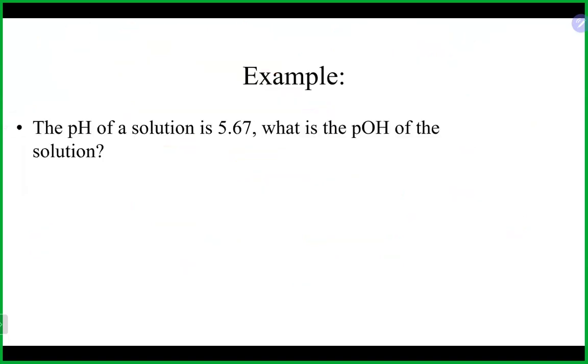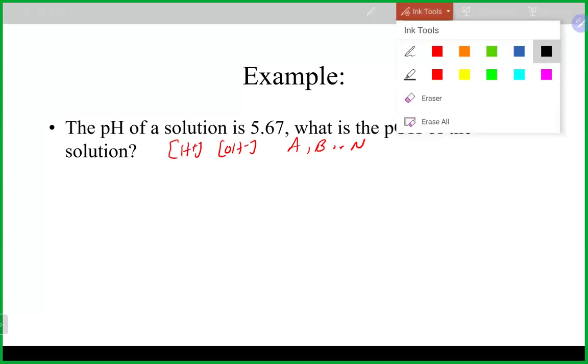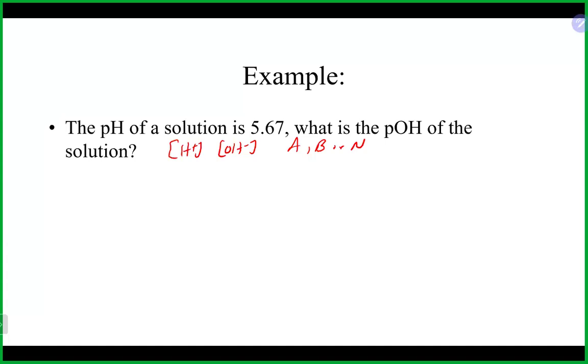All right, so why don't we try this one here? We have a pH of 5.67. What is the pOH of the solution? Why don't we also figure out the H plus concentration, the OH minus concentration, and is it acidic, basic, or neutral? So take a few moments, make sure your calculator works. Okay, let's take a look.